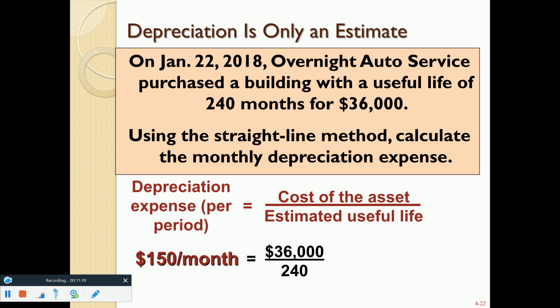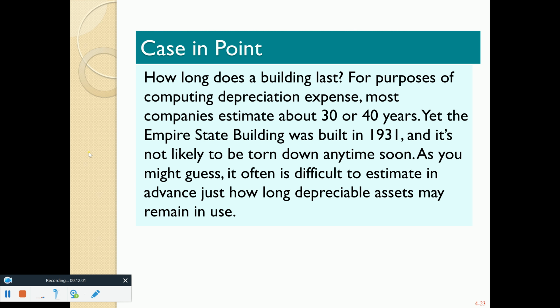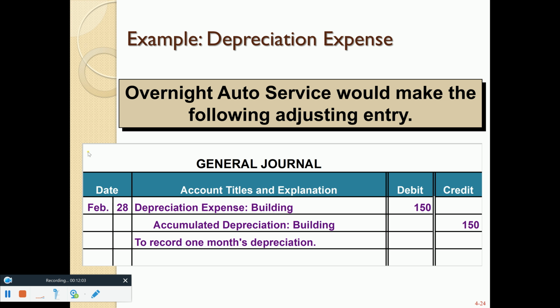So in this case this is 240 months. And if we do the math, 36,000 divided by 240, that works out to $150 a month. And so what we're going to do is record depreciation expense of $150 a month. We're going to do the same thing for 240 months, the same thing for 20 years in a row.